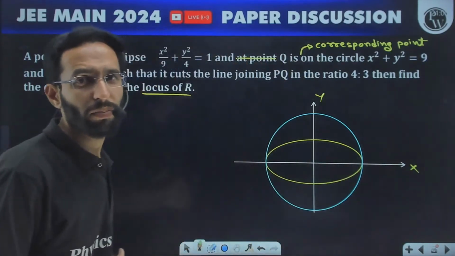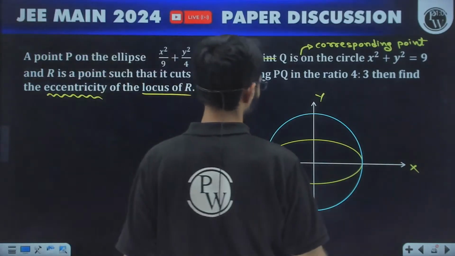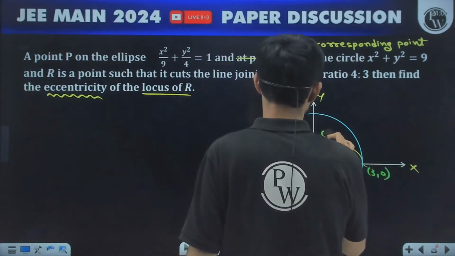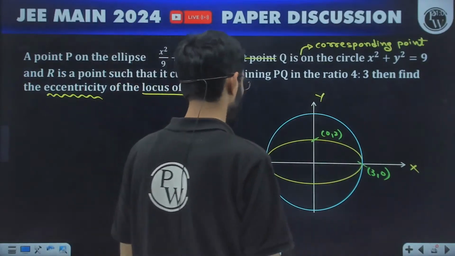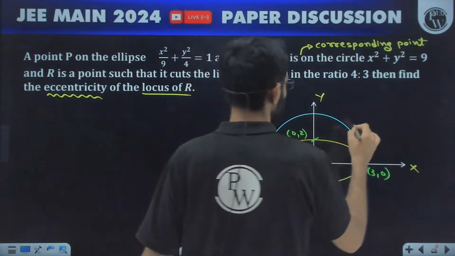Now, see over here, please. The point P is on the ellipse x square by 9 plus y square by 4 equal to 1. So this is (3, 0), (0, 2). And point Q is the corresponding point on the circle x square plus y square equal to 9. This circle is called the auxiliary circle.